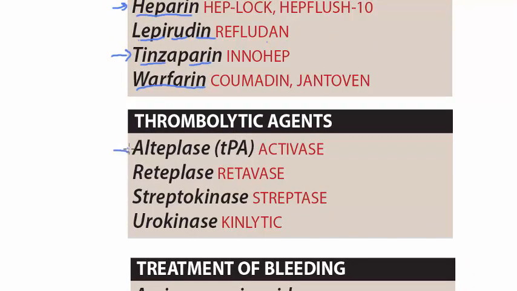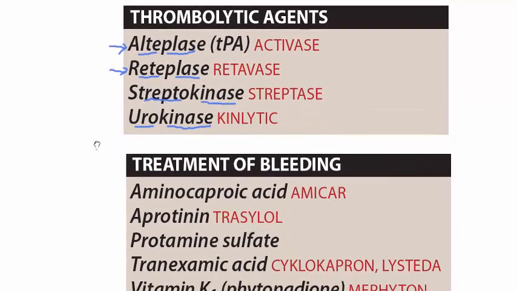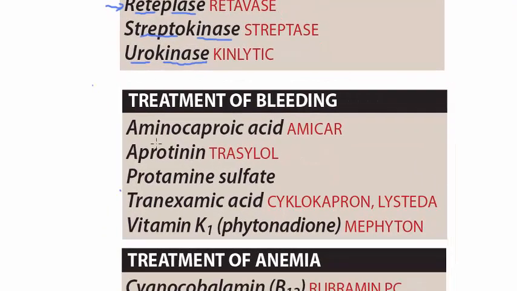alteplase and reteplase. Then we have streptokinase and urokinase. And then for the bleeding disorders we use aminocaproic acid, aprotinin, and protamine sulfate. This is the most important drug, protamine sulfate.